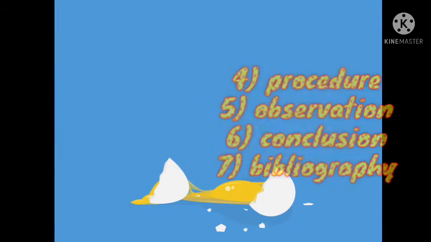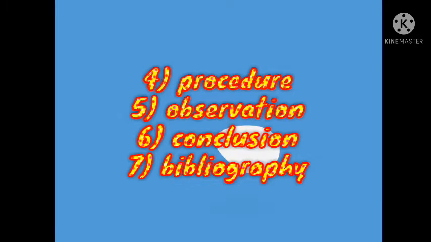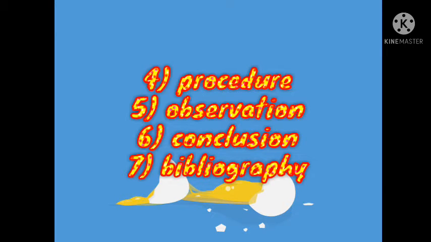The next step is known as procedure. Procedure simply means the way an experiment is carried out. So in this experiment, allow the egg to fall from a height. The egg is allowed to fall from a height, hitting the bowl.